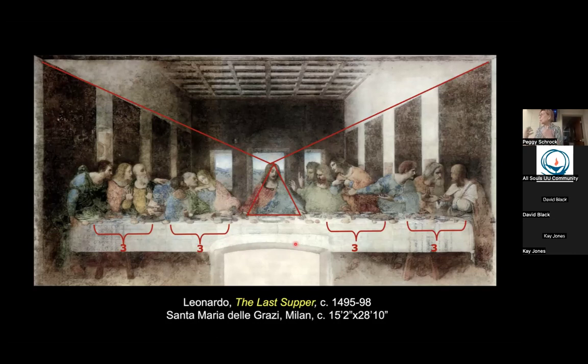So when you put them together, 3 times 4, you get the 12 apostles. If you add them together, you get 7, which is also a sacred number, and appears all over the place in Christianity and other religions as well.